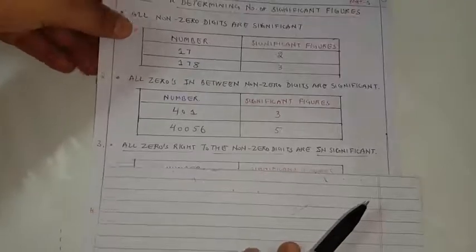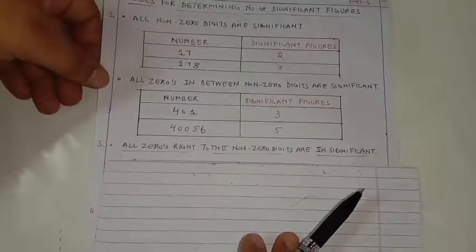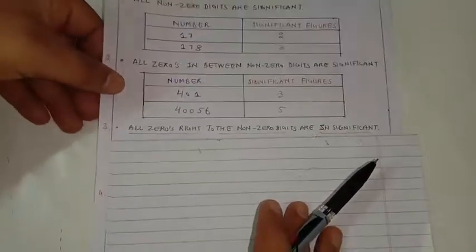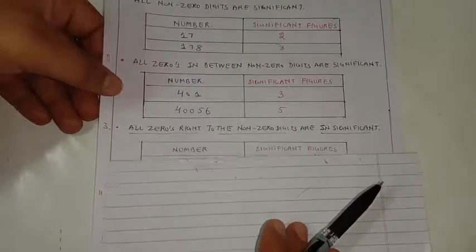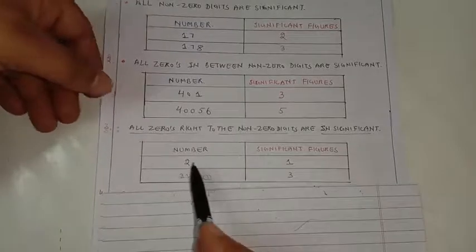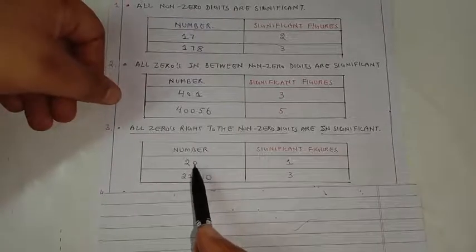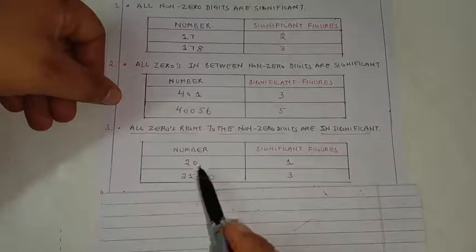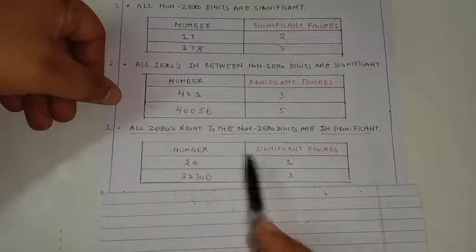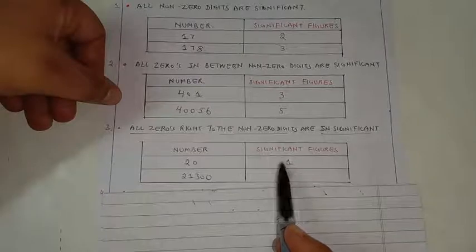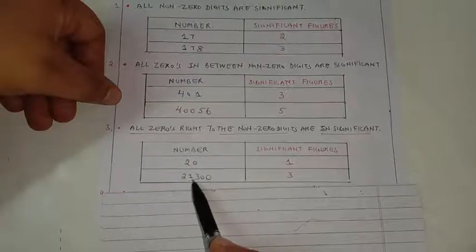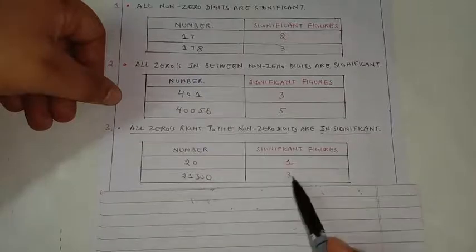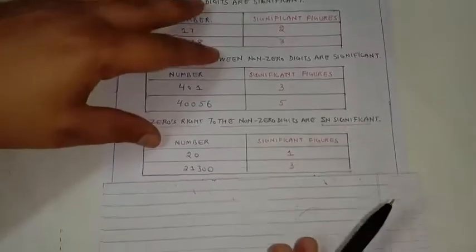Next, all zeros right to the non-zero digits are insignificant. The zeros which are present to the right side of the non-zero digits are insignificant. For example, in the number 20, 0 is present to the right of the non-zero digit 2, so here it will not act as a significant figure. So the number of significant figures is only 1. 21300, zeros present on the right side of 2, 1, 3 are insignificant. The number of significant figures is only 3.